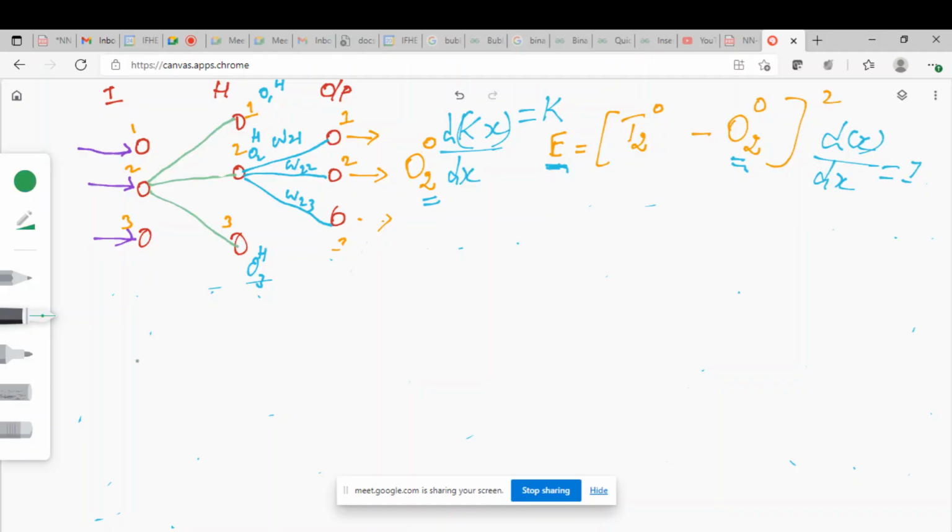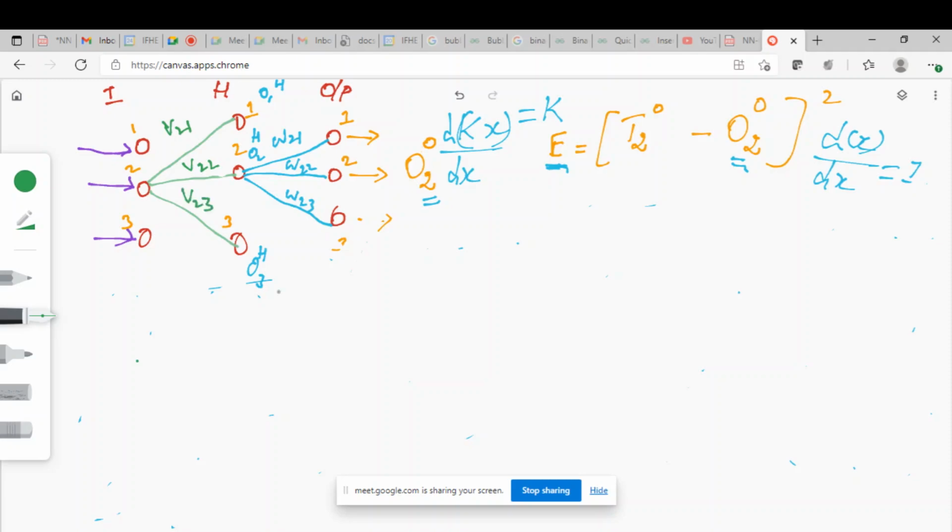Okay. So let us say this weight is W. Let me use a different parameter because here we are using W. Let us use V, otherwise it will lead to confusion, right? So this is V21, the weight connecting the second neuron of the input layer with the first neuron of the hidden layer. And this is V22, second neuron of the input to the second neuron of the hidden layer. And this is V23, second neuron of the input with the third neuron of the hidden layer.